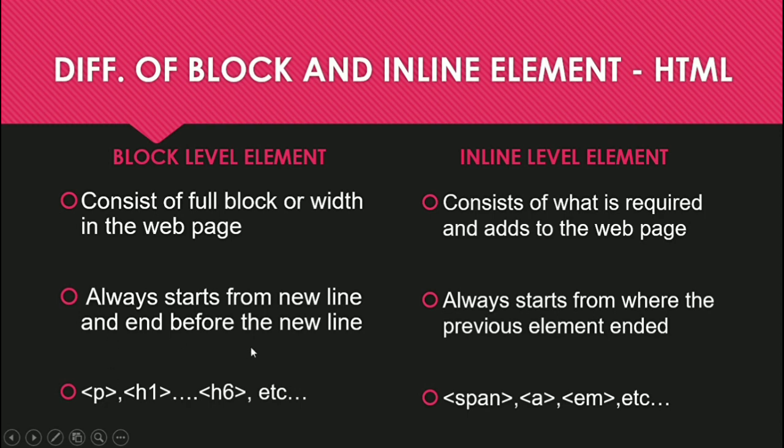And the second difference is that a block level element always starts in a new line and ends before the new line. For example, you have already written 3 lines of code, and after that if you use this paragraph tag, the content inside the paragraph will start from the new line, and it ends before the new line, which means after completion of this paragraph tag, if you give some other tag, it does not continue, it starts from the new line. Whereas an inline element does not start from the new line, it continues from the line where you left the previous code.